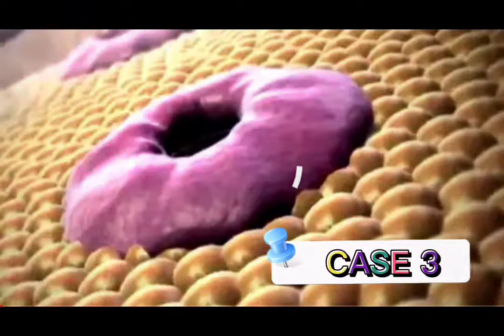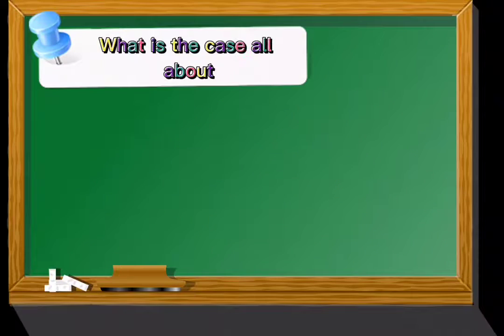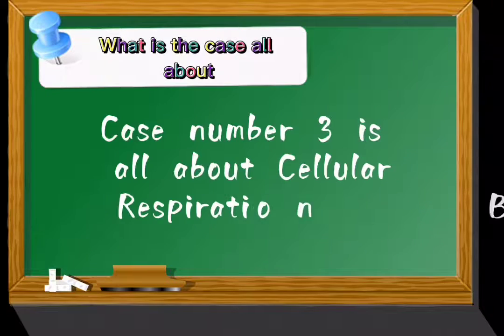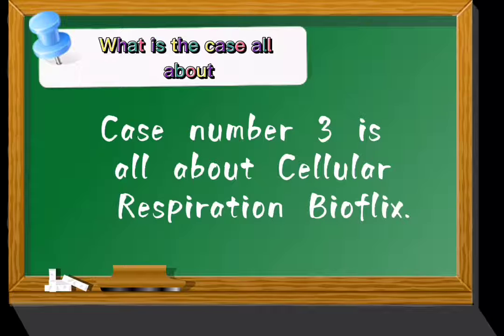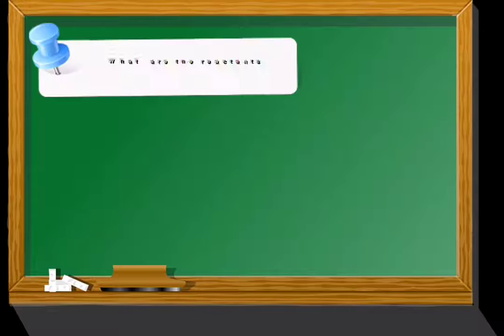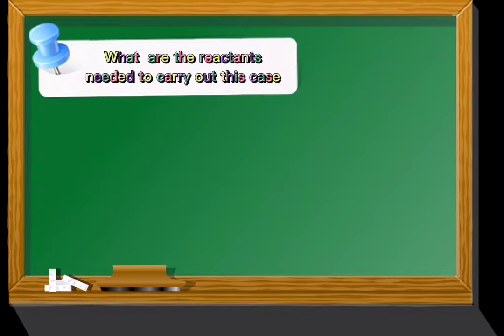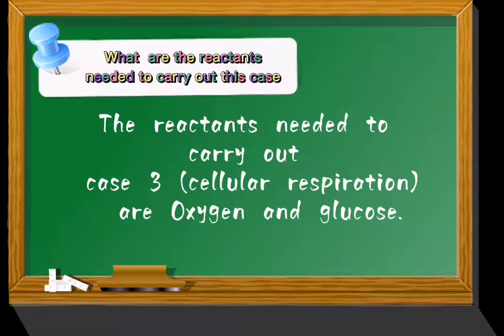Case 3. What is the case all about? Case number 3 is all about cellular respiration Bioflix. What are the reactants needed to carry out this case? The reactants needed to carry out case 3, cellular respiration, are oxygen and glucose.